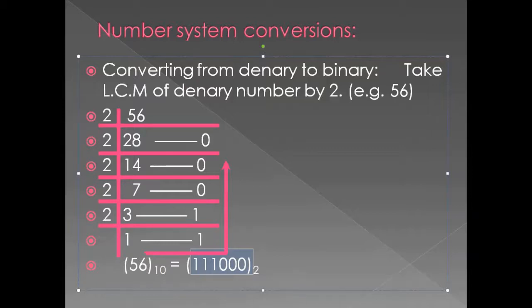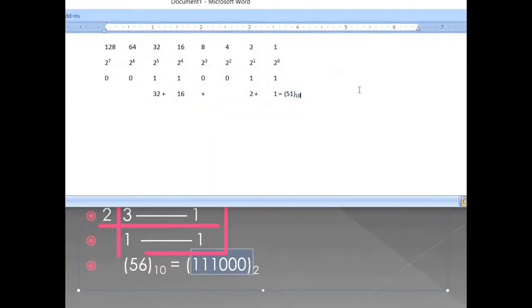If you want to check it, we can do it by 1 1 1 0 0 0. Now we can ignore the 0 part. So over here the value for this one would be 32 plus 16 plus 8. This would give you 16 plus 8, 24, 24 plus 32 is 56. So that means we have done correctly.